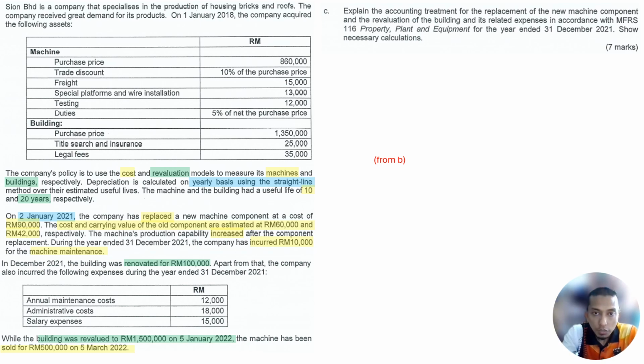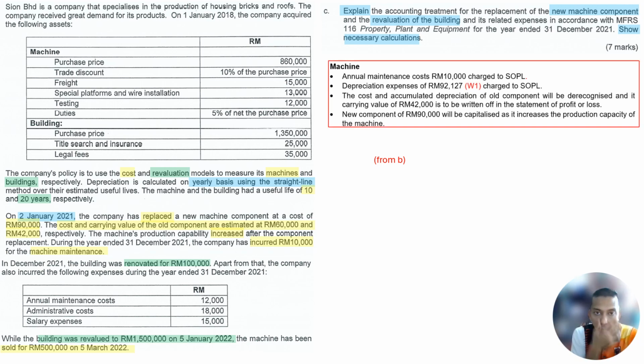All right. So now the question asks you two things here. Explain the replacement of new machine component and revaluation. So two things now: new machine components and revaluation. The question also asks you to show the necessary calculation. So we need to show the calculation, we need to explain, right. So in this one, first thing first, the explanation is on machine now.